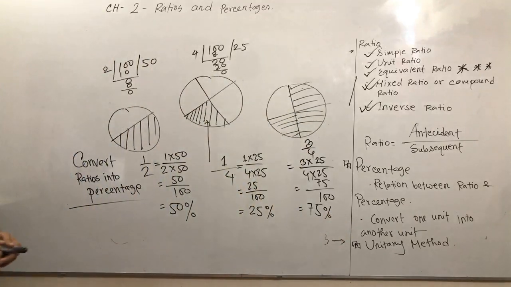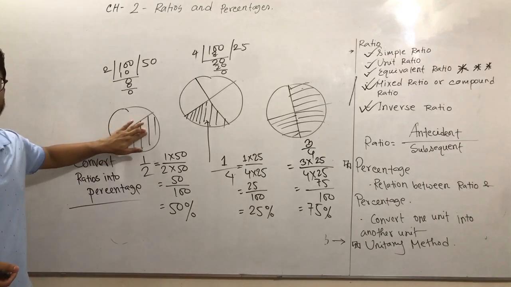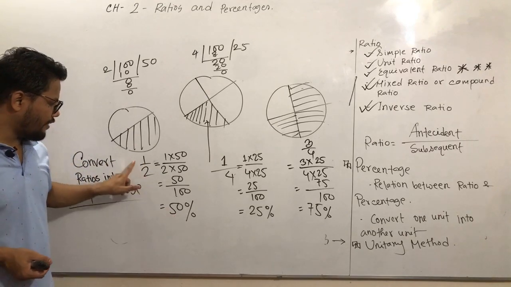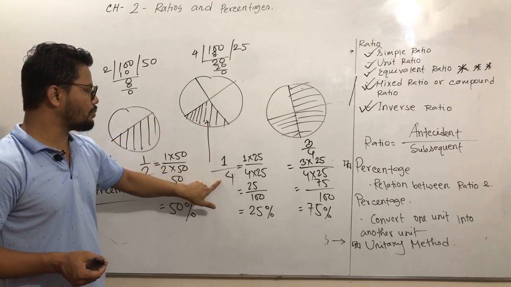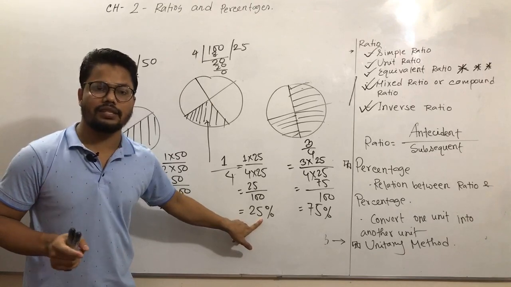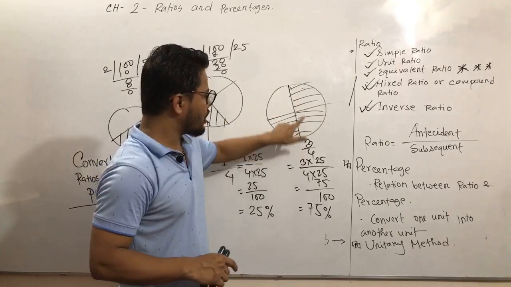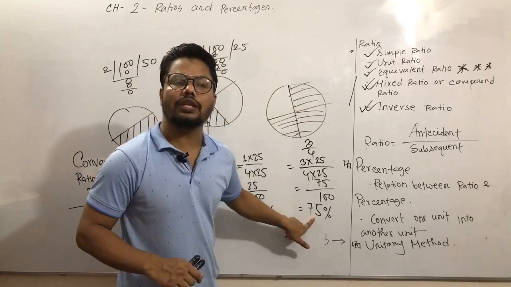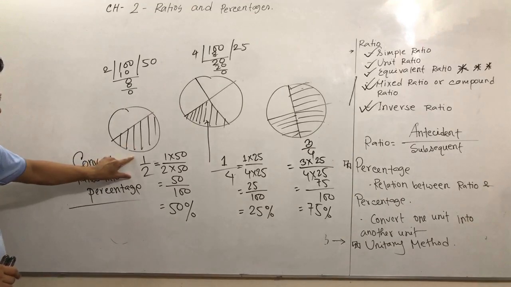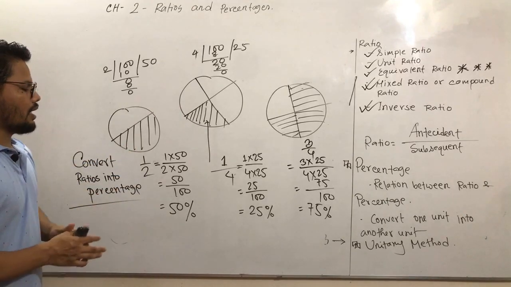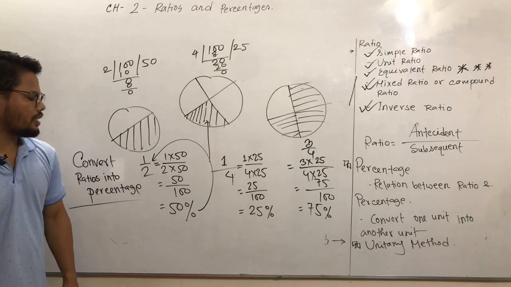So my dear students, if I ask you how many portions are dark here, the first one will be 50%. In fractions we can write 1 by 2. In the second circle, one quarter is 25% dark region, and here 3 by 4 portions are dark or shaded, which indicates 75%. So I think we can convert these ratios or fractions into percentages. Another one, if you convert a percentage into fractions, how can you start?